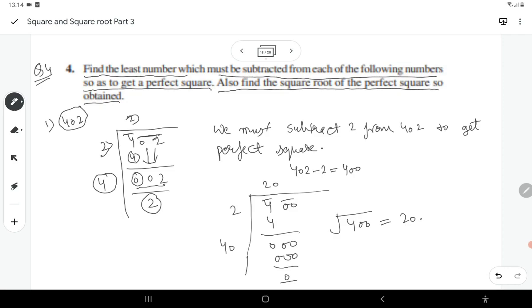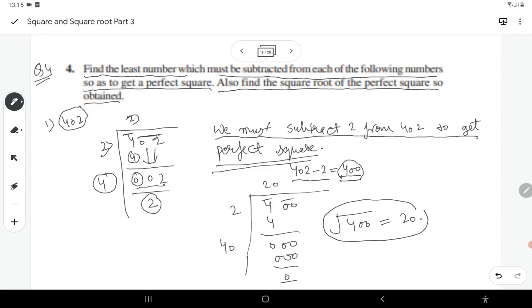Now the question said what must be least subtracted. So we know that we must subtract 2 from 402 to get a perfect square. So 402 minus 2 becomes equal to 400. Next step, we have to find the square root of 400, which we can find as I have told how to find the square root of numbers. So the square root of 400 comes out to be equal to 20.